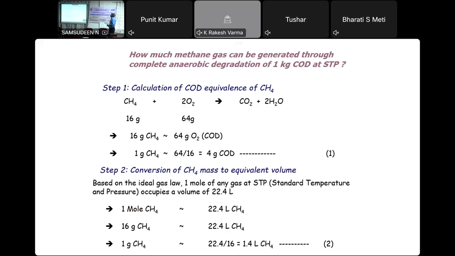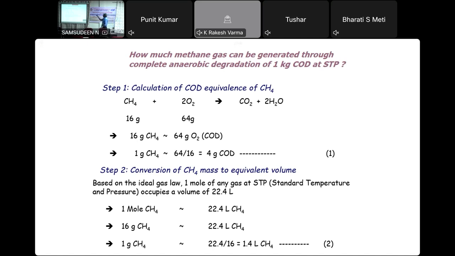So that's a simple question, all right? We are trying to find out how much methane gas can be generated through complete anaerobic degradation of 1 kilogram of COD. So we're doing 3 steps. First step, we are calculating the COD equivalency of methane. Second step, the conversion of methane mass to equivalent volume.